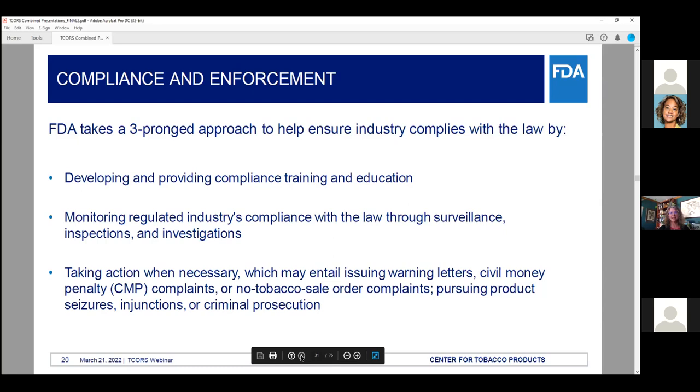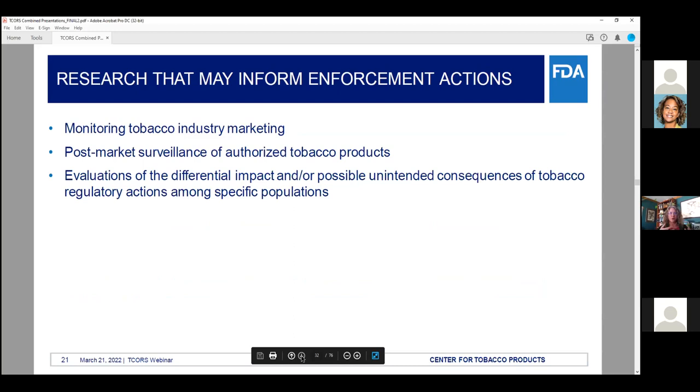Just a few examples of research that helps to inform our regulatory activities. Monitoring of tobacco industry marketing is helpful to our compliance enforcement activities. Post-market surveillance of authorized tobacco products. Again, I noted some of that information that you can find on our website in both the order letter and the summary. And then evaluation of possible unintended consequences of a tobacco product action, or in this case, an authorization of a product, and how that might differ among specific populations.